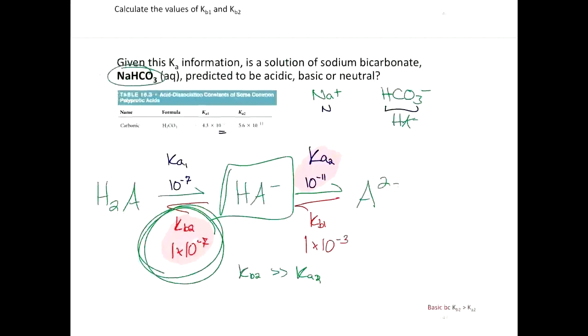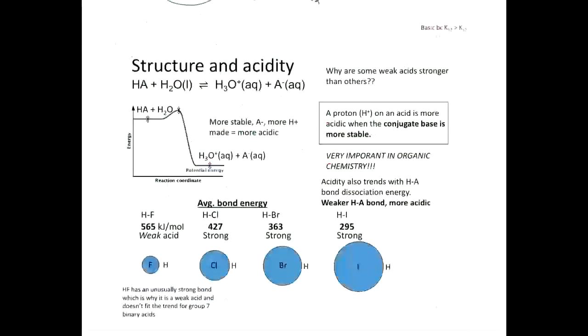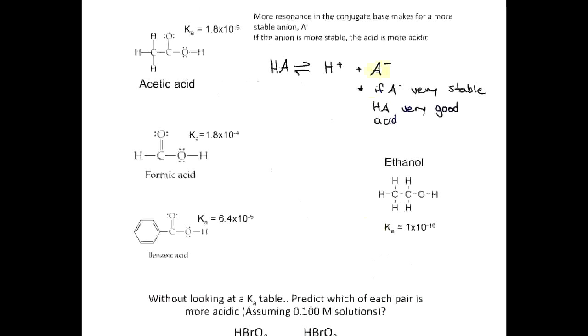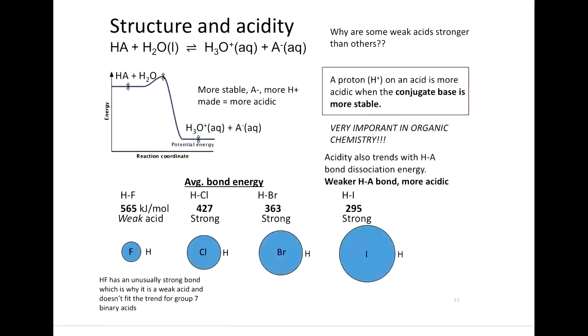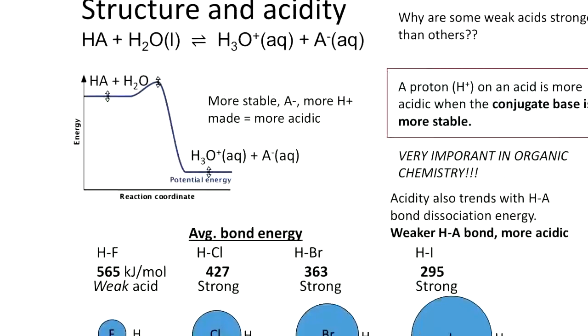Good. All right, so let's finish off these slides. Okay, so let's talk about structure and acidity. So why are some things strong acids? Why are some things weak acids? It all has to do with the stability of the conjugate that is made, all right? We can think about this in terms of free energy as well, all right? If this is a chemical equilibrium, which it is, this is HA.